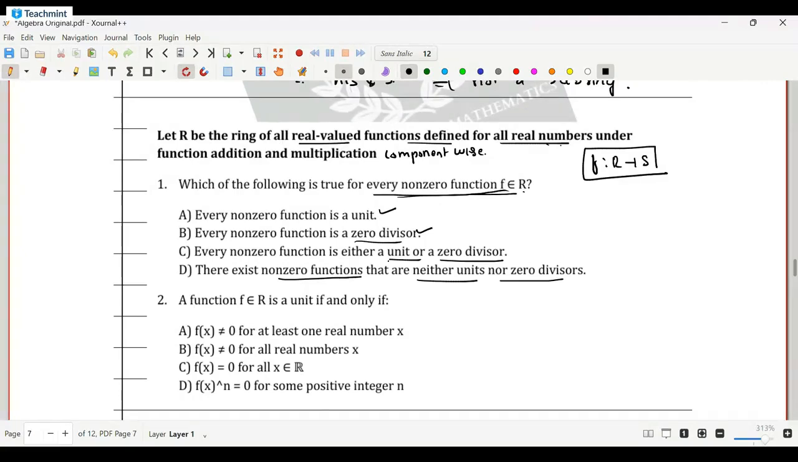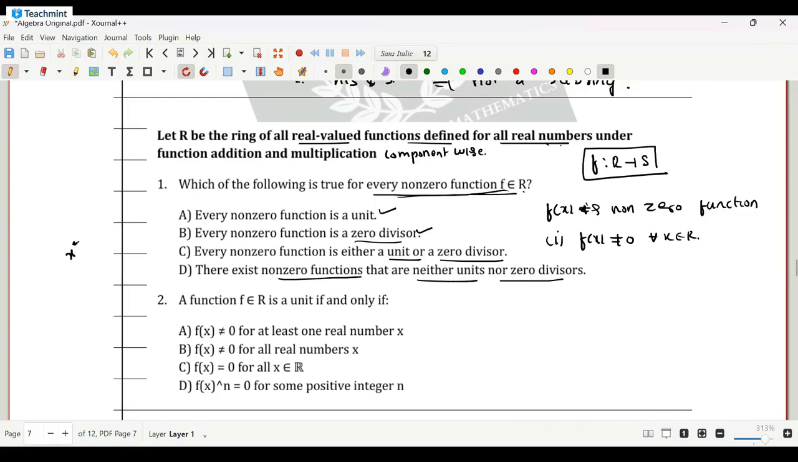Suppose f of x is a non-zero function. Okay, sir. So that means in this there are two cases. That means f of x is never zero for all x belongs to R.